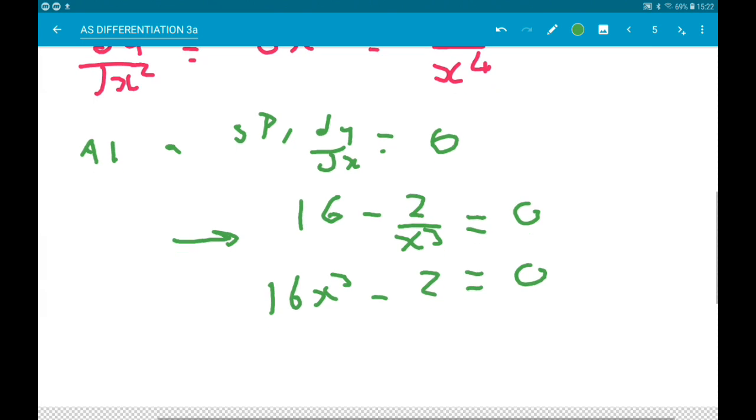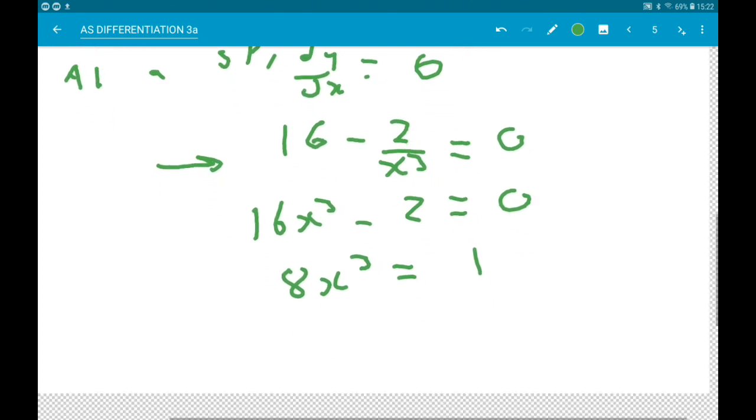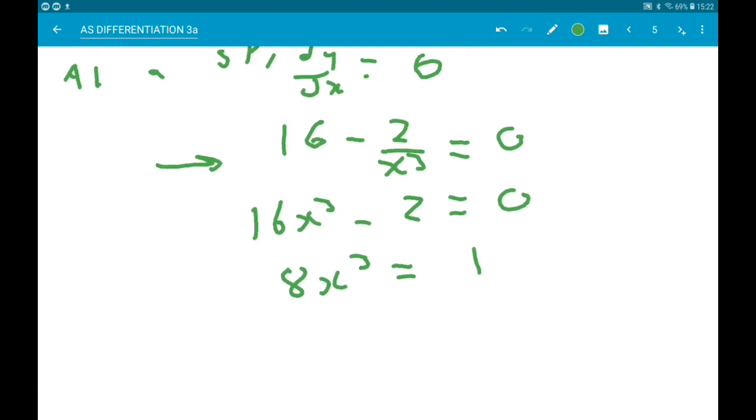Now I'm going to divide through by 2 and add 1 to both sides. So we're going to get 8x cubed is equal to 1. Divide by 8, and we get x cubed is 1/8. So x is the cube root of that, which is 1/2. Now it asked for the coordinates, so we also need the y coordinate.